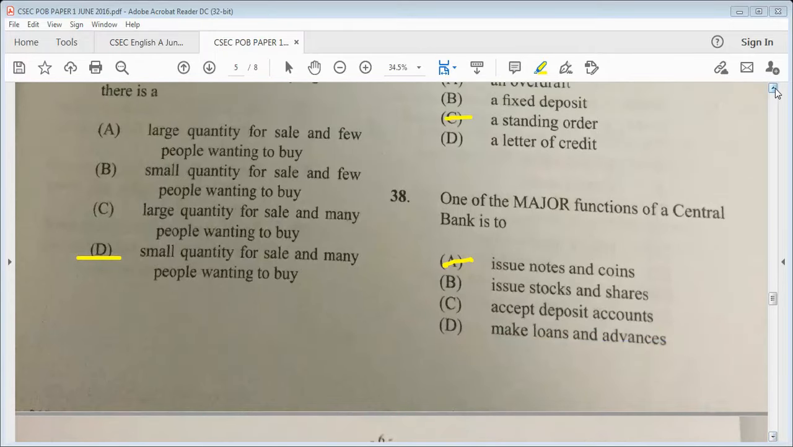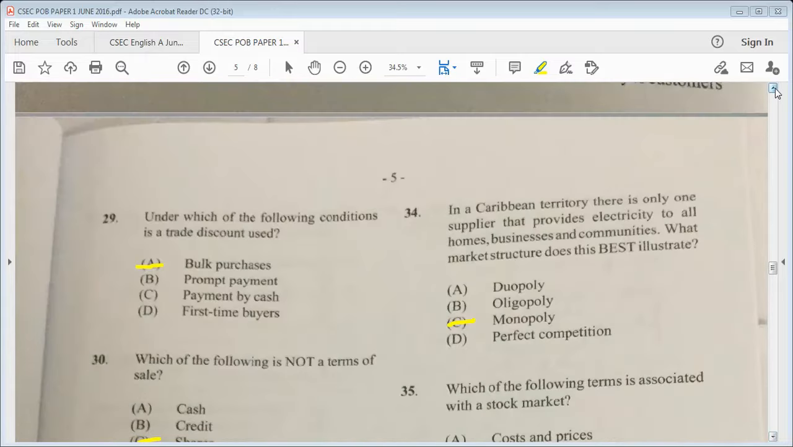Let's go to 34. It says, in a Caribbean territory, there is only one supplier that provides electricity to all homes, businesses and communities. What market structure does this best illustrate? We know this is C, monopoly.